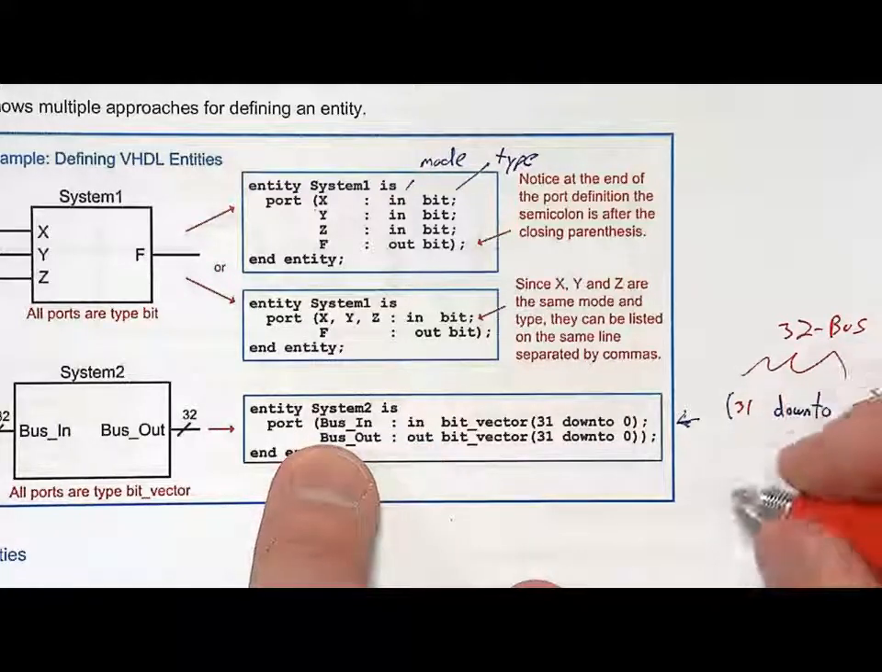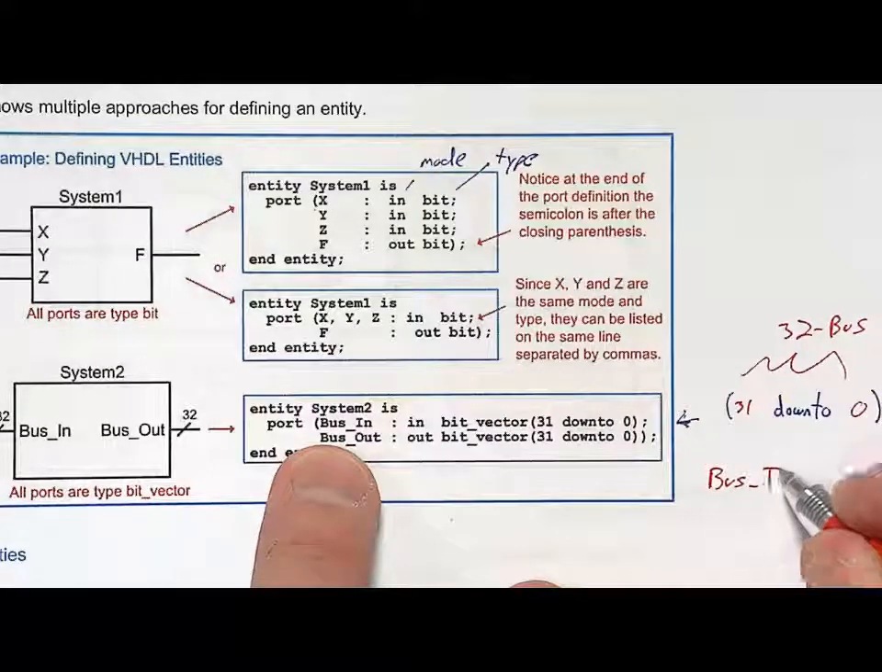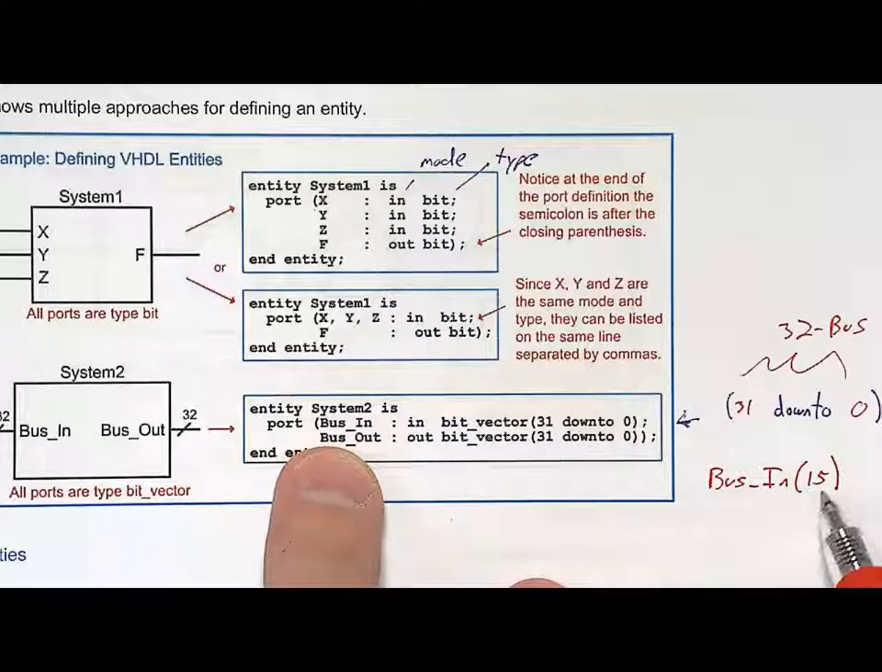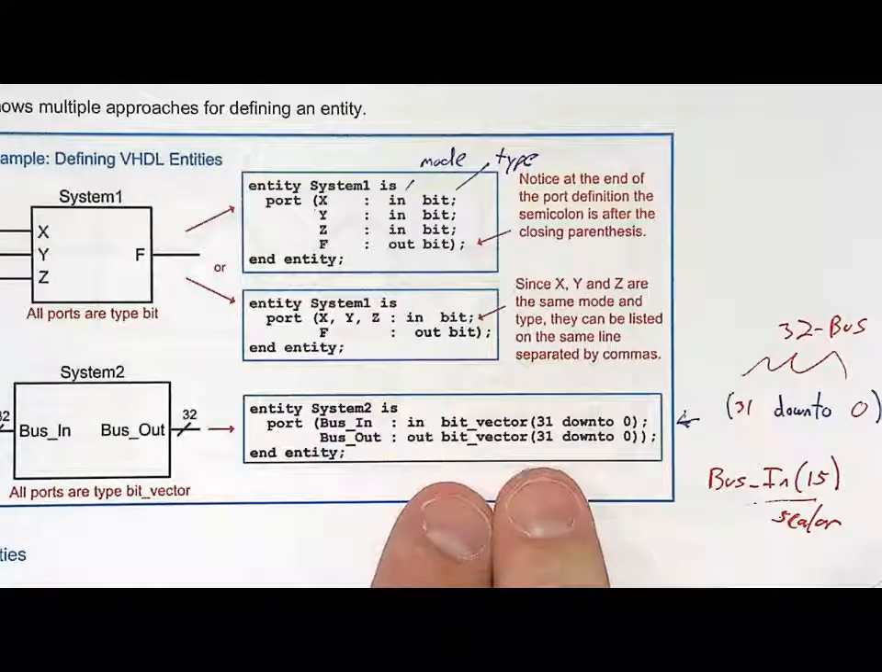So for example, if I went here later, I could say bus in 15, and I would say that gets assigned something. This represents the 16th from the right bit. Okay, so that would be a scalar. So this right here is going to be a scalar. So that's how you define bit vectors, and then that's how you address the indexes.